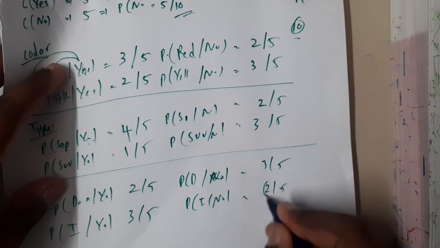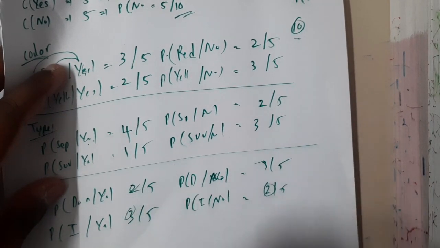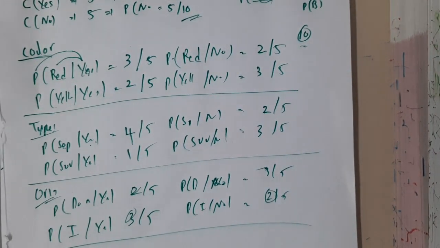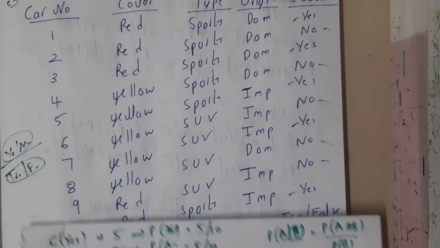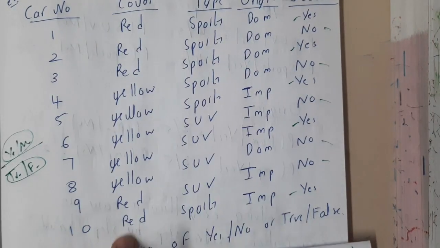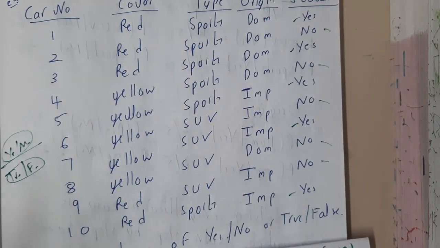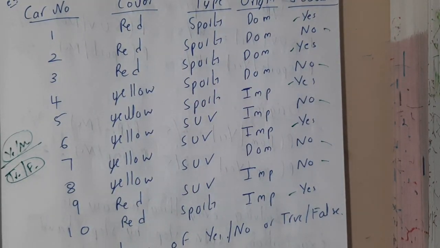So again, if you count 2 plus 3 is a 5, 2 plus 3 is a 5, 5 plus 5 is a 10. So we got exactly 10, right? So now we are done till here, right? There is no other row, so you are done with color, type, origin and stolen. Now you will be checking the question, guys.